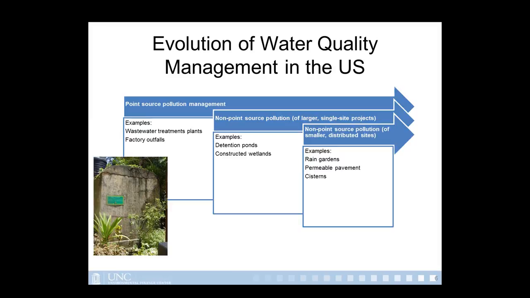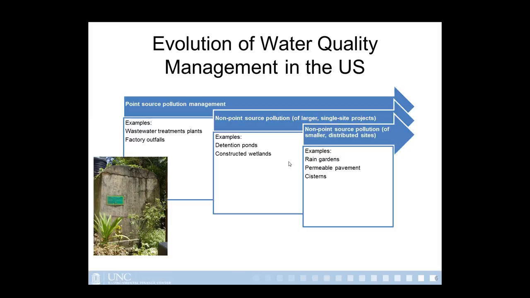So for green infrastructure, it does make sense to sort of come back to quote-unquote older technology because we are trying to mimic natural processes. So even though there seems to be an evolution, we do want to keep the original things like point source management, and we're seeing this interesting sort of going back to some of the older technologies that we had.